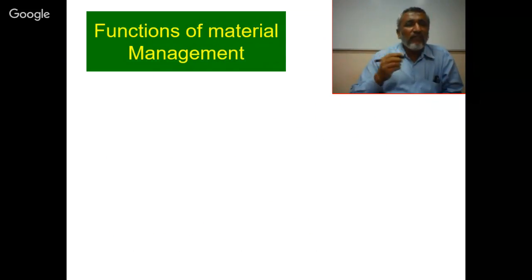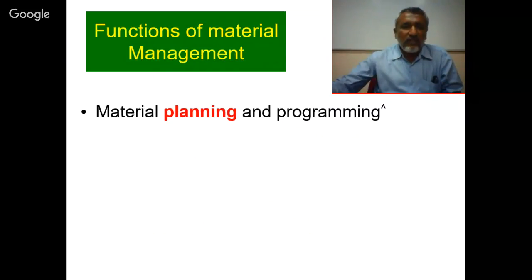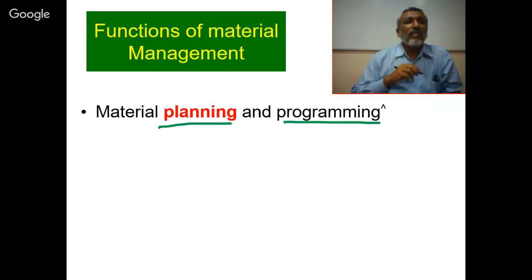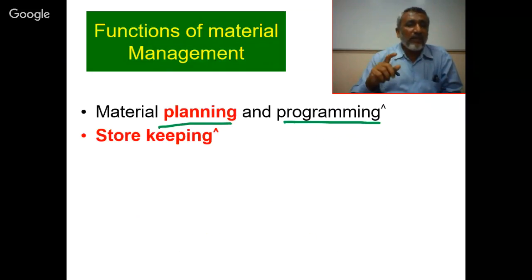Let's now come to the different functions of material management. The first and foremost function is to have a proper plan and program for material management. That means there should be a systematic plan for the material management and a program which is to be implemented for successful operation of the material management.